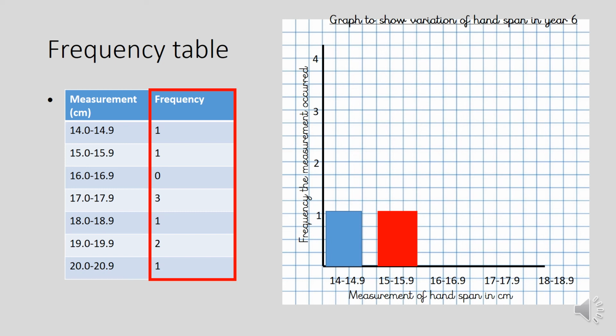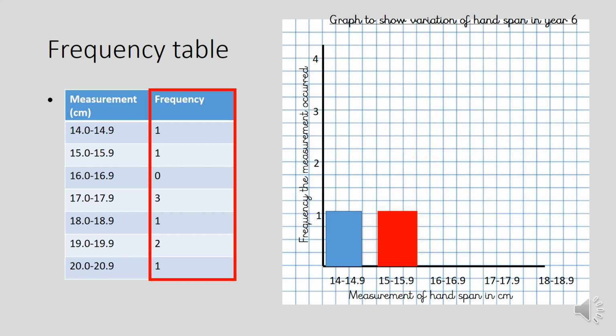Now look at the next set, it's 16.0 to 16.9. No people, so of course I leave it blank. Should I leave 16 to 16.9 off my x-axis? What do you think? Now I've decided to leave it on there because it's quite important that nobody has a handspan in my group that was that size. Okay, so look at the next number then, 17.0 to 17.9. How many people had a measurement that was in that group? Okay, 3. So where will my bar go?